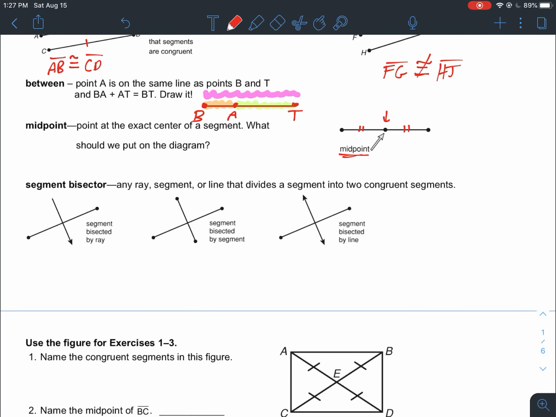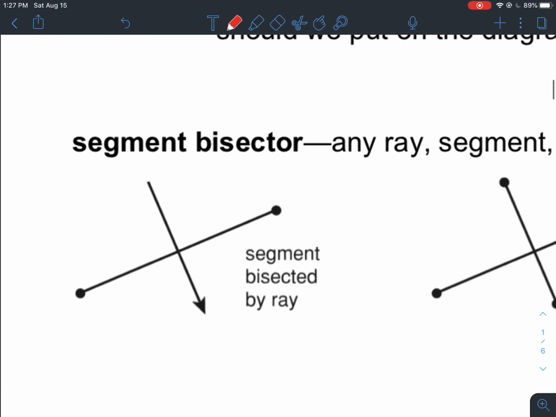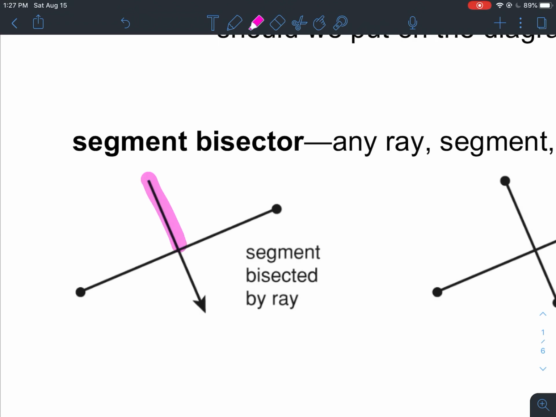Last vocab word here is a segment bisector. A segment bisector is just a line or a ray or a segment that goes through a midpoint. So it's also going to cut a segment in half. So in this picture, this ray is a segment bisector. So it makes these two segments equal.